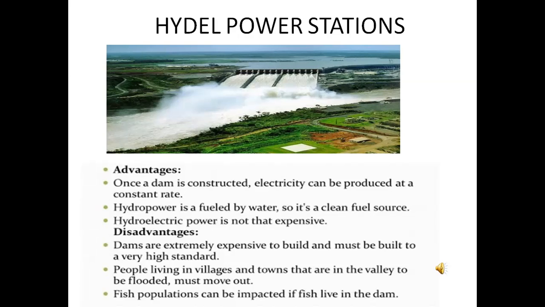These are the advantages. And the disadvantages are that dams are extremely expensive to build and must be built to a very high standard. People living in villages and towns in the valley to be flooded must move out, and fish populations can be impacted if fish live in the dam. So these are the disadvantages of hydel power stations.